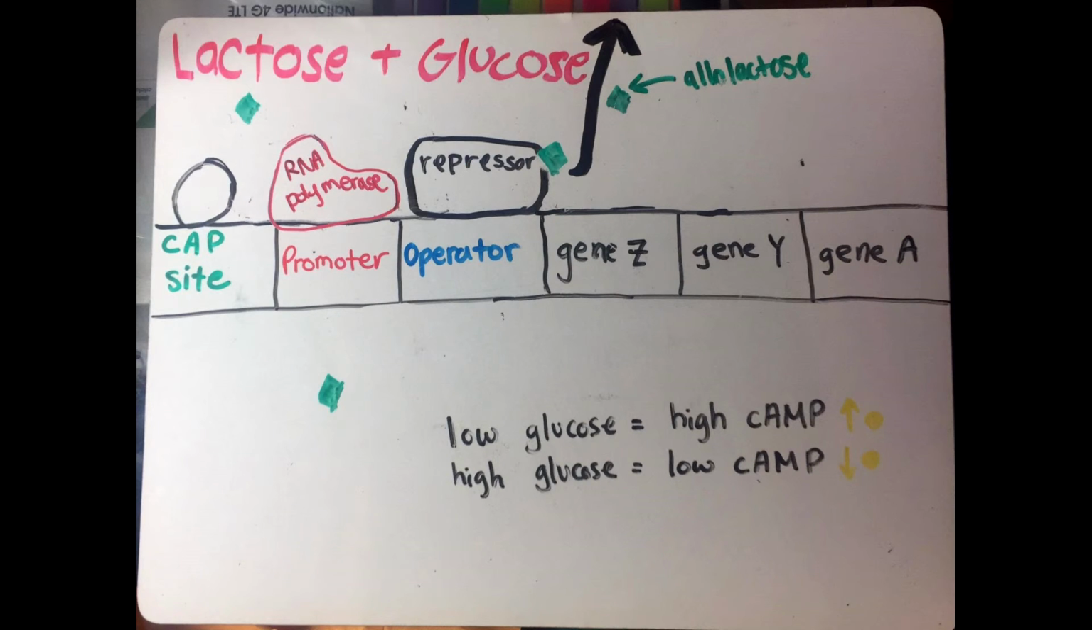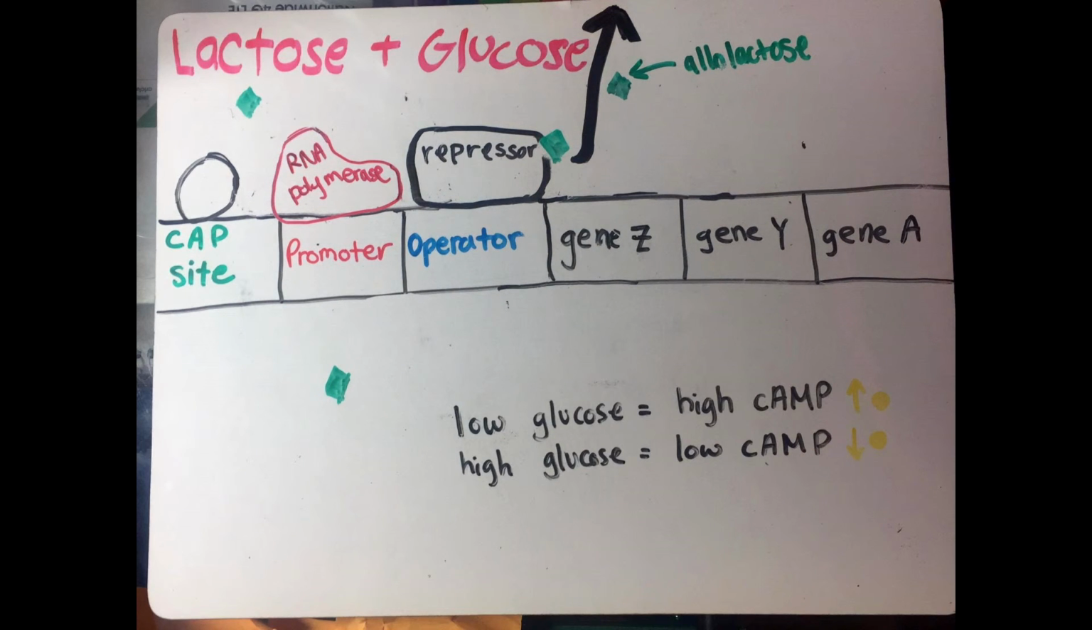So now let's examine how the Lac Operon works in a condition where there's both lactose and glucose. Since there's lactose in the environment, there will be a derivative of lactose in the form of allolactose, which binds to a repressor and removes it from the operator site, as indicated by the black arrow. This enables the RNA polymerase to transcribe the Lac Operon.